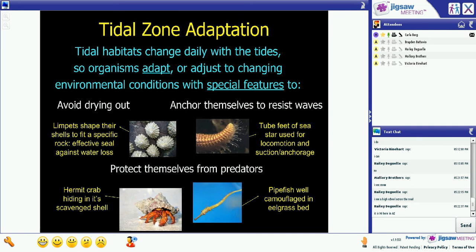So let's take a look at some adaptations of tidal zone animals. Would anyone like to volunteer to read this slide for me? All right. Oh boy, you all do. Okay. Mallory, you are going to go first. Go ahead.